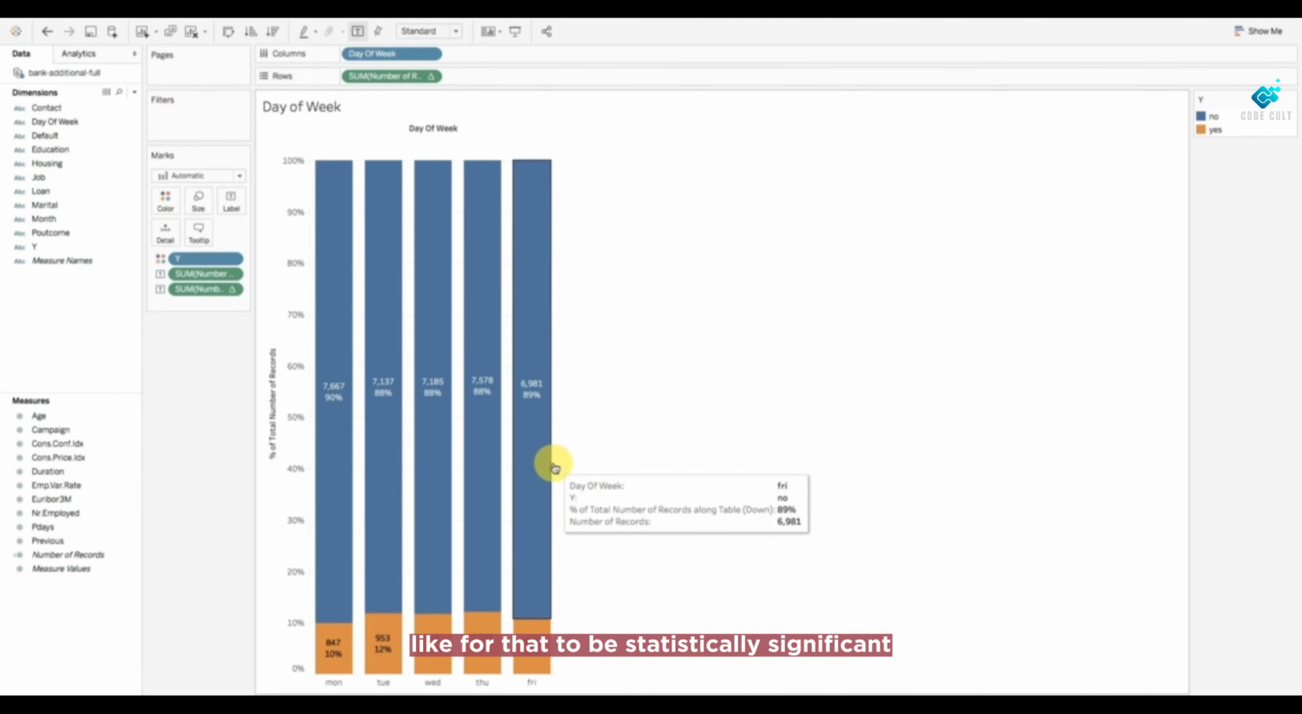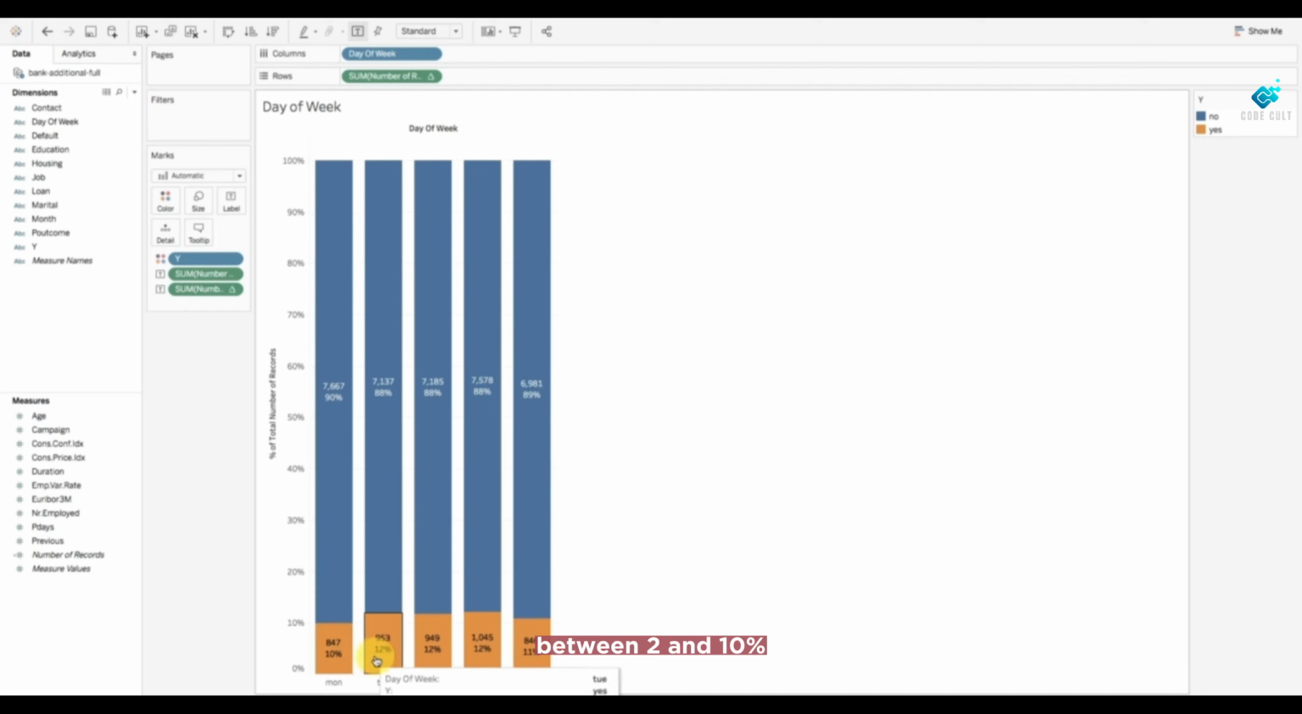insight into the world of stats. For that to be statistically significant between 2 and 10%, the number of observations in each of these cases would have to be much greater than it is now. So even though they're high, they are not high enough to prove that this 2% difference is statistically significant. So what we would conclude from here is we would say that there's not enough evidence to suggest anything about day of week.